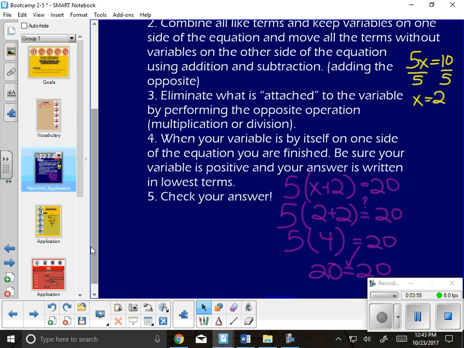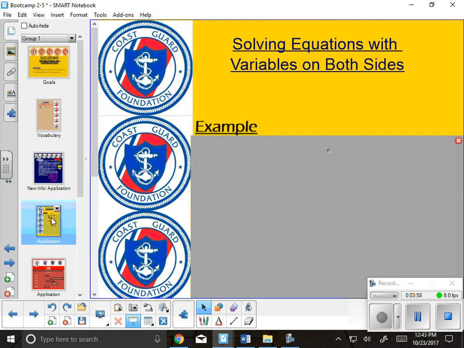Alrighty, so now we're going to look at a little example. This first example, it says to solve.